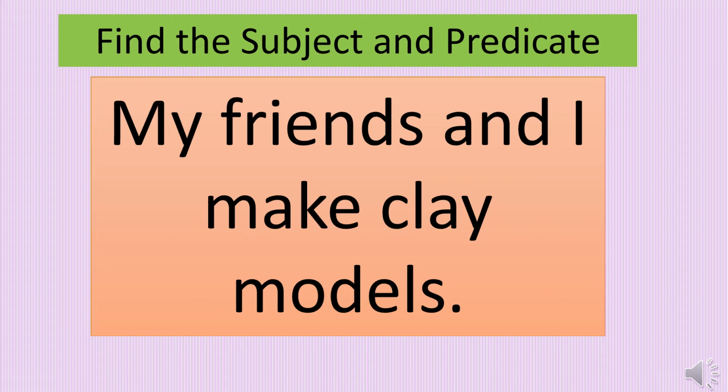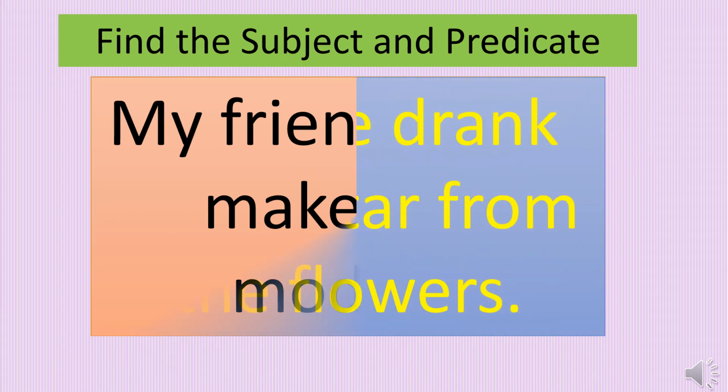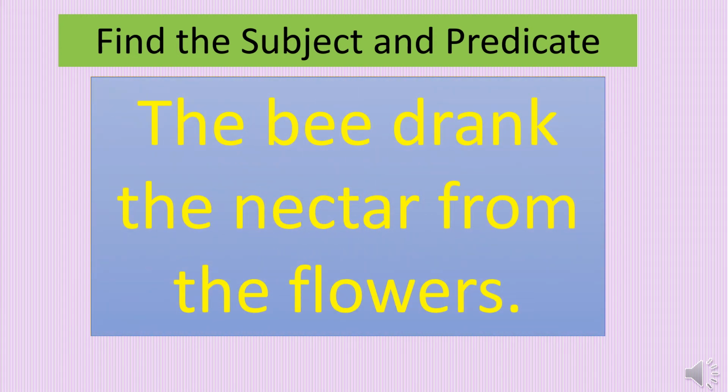I told you predicate begins with a verb. So here the verb is make. The bee drank the nectar from the flower. In this sentence, who is doing the action of drinking the nectar? It is the bee. So the bee becomes the subject. Drank nectar from the flower will be the predicate.